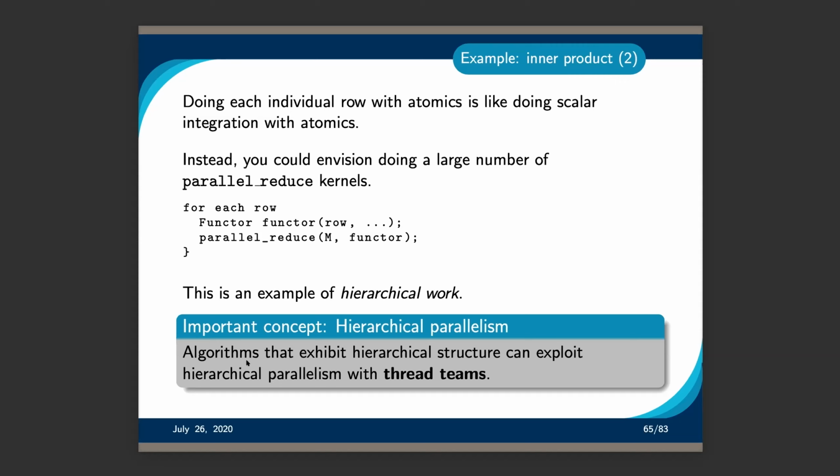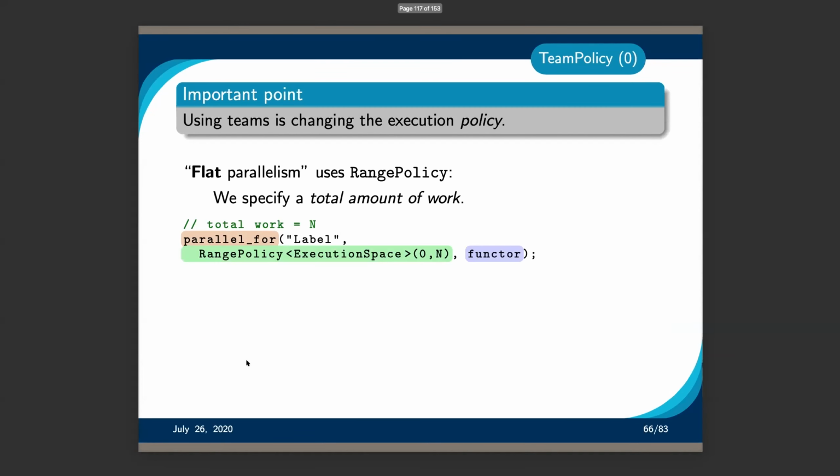Now, what this really is, is an example of hierarchical work, right? For each row, you do something. And essentially, algorithms that exhibit this kind of hierarchical loop structure are what can benefit from these thread teams. Okay, click.